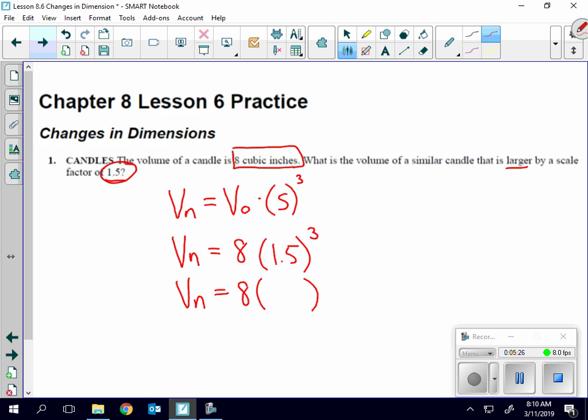So 1.5 to the third power. Let's see on my calculator, 1.5, raise it to the third power. I get 3.375. And then multiply that times 8 to get our answer. The new volume is 27, and we're talking about inches, and of course volume is still cubed.